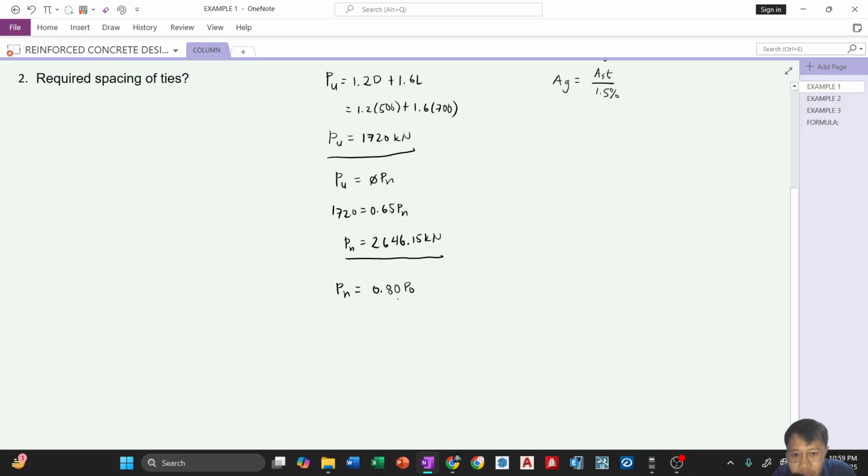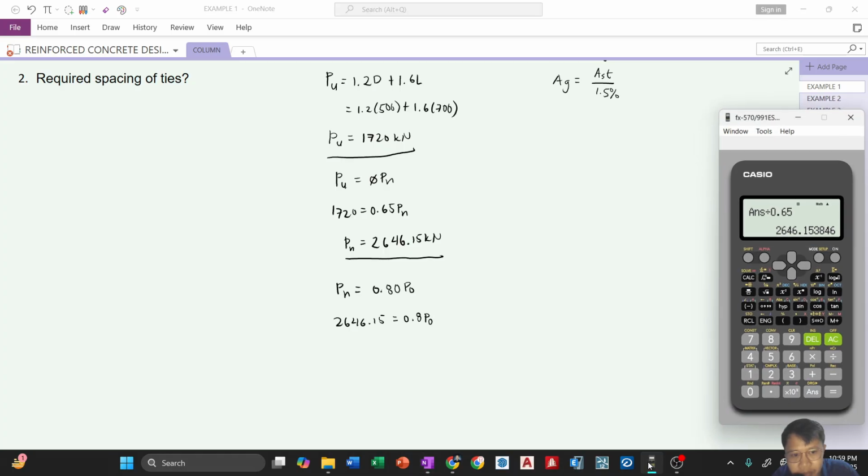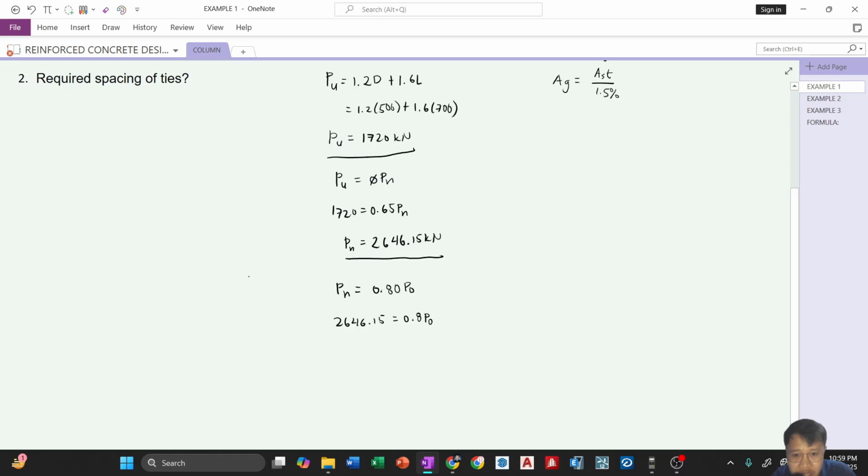We can now get the P sub 0 here. 2646.15 is equal to 0.8 P sub 0. Okay, so let's not clear this yet. Let's just directly divide this by 0.8 to solve for P sub 0 so that it's an exact value. P sub 0 is 3307.69.